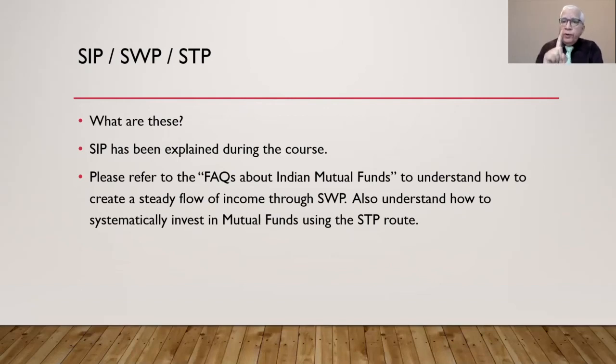If you are investing in only one mutual fund, I have said you can invest in a Flexi Cap fund. Okay, if you are investing across 2-3 funds, then go by the definition of 40%, 50%, 10%, or 50%, 35%, 15%. And please refer to the FAQs on Indian mutual funds to understand how to create a steady income flow through SWP. It has been explained in more detail. Also understand how to systematically invest in mutual funds using the STP route. Initially you invest in a debt fund, and from the debt fund every month a certain amount is transferred to the equity fund.